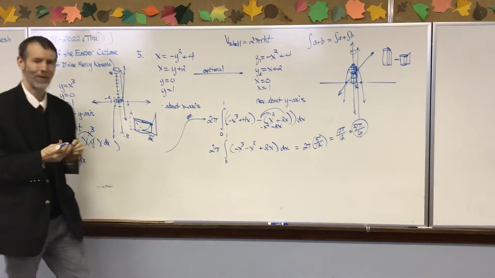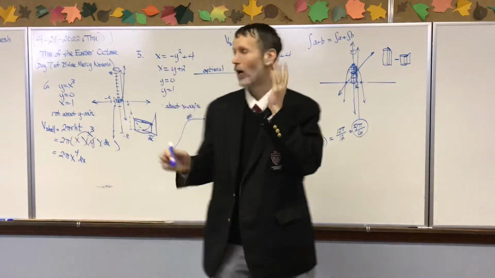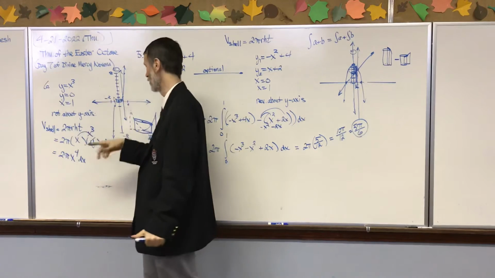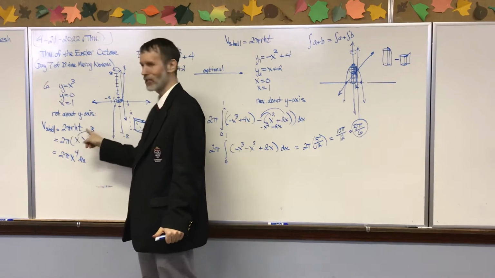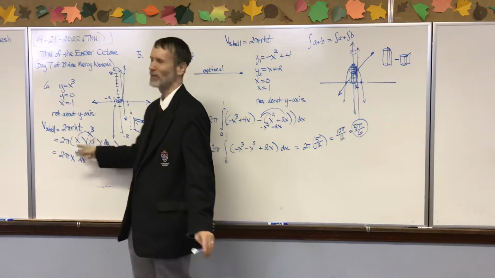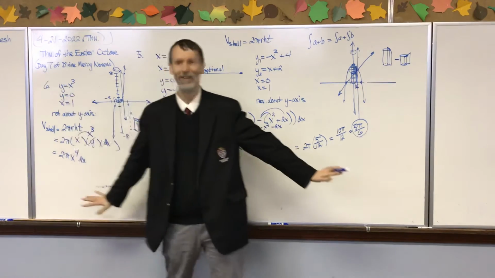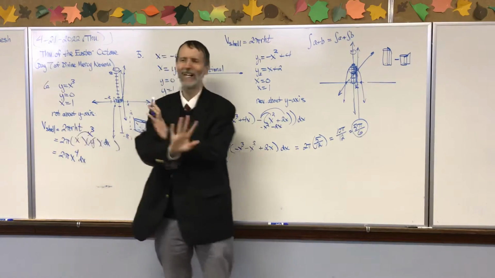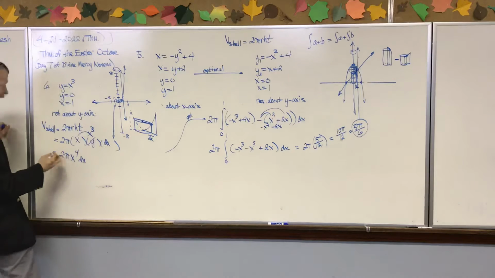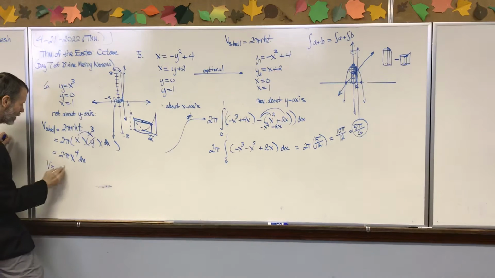It wasn't last year, but it was one of the previous years. Almost everybody in the class left it as x times x cubed. They thought, wow, we have to do a substitution where u equals x cubed. Whoa. Just combine them, you're fine. It's way, way easier. So 2 pi x to the 4th dx, the total volume is the integral.